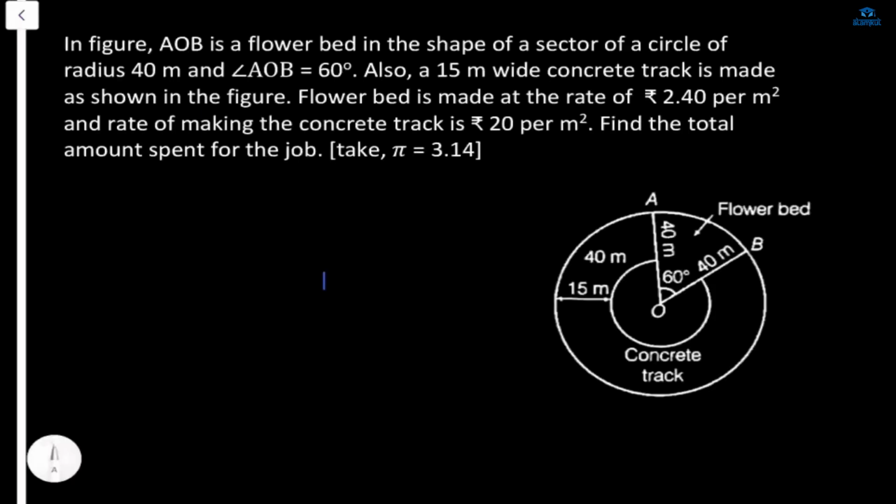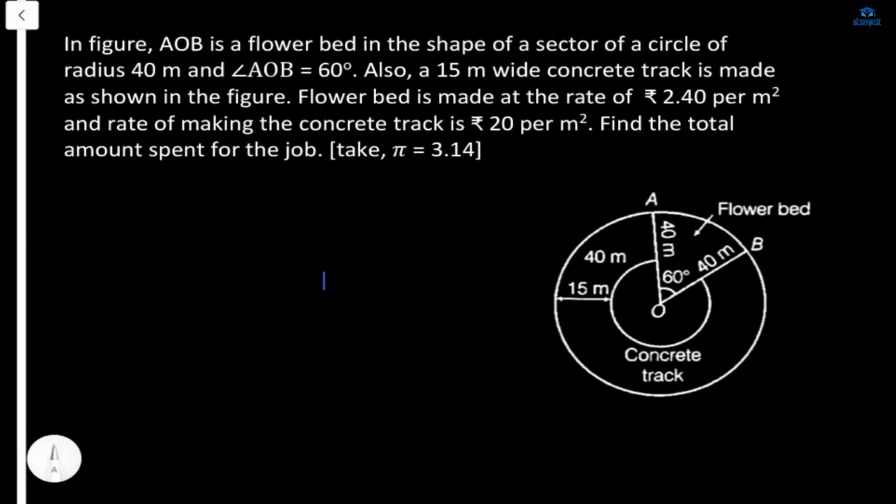Now, in the figure AOB is a flower bed. This AOB, you can see it is a segment, sorry, a sector. So AOB is a flower bed in the shape of a sector of a circle. AOB is the area covered by the flowers, and the angle that AOB is holding at the center is 60 degree, and the radius of the circle, that is AO value, is 40 meters.